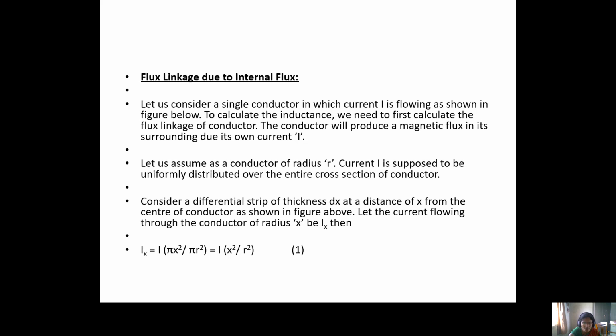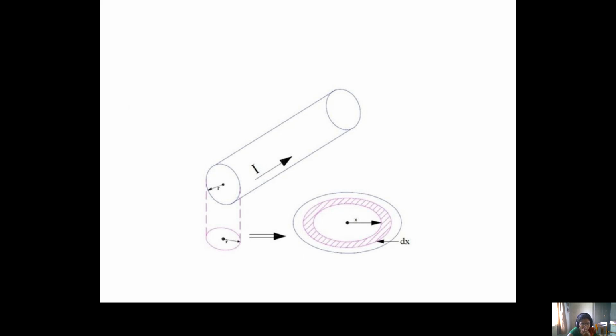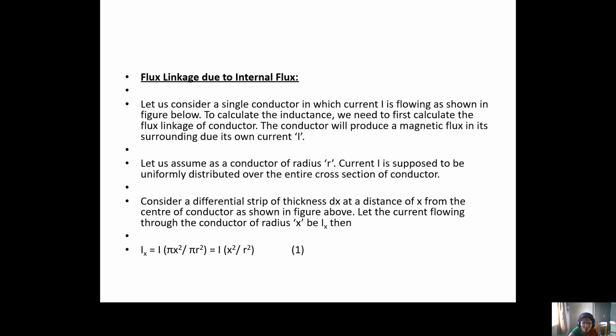Consider a differential strip of thickness dx at a distance x from the center of the conductor. As shown in the figure, let the current flowing through the conductor of radius x be Ix. That value will be given as I into pi x square by pi r square, that is, Ix equals I of x square by r square. This is equation number 1.